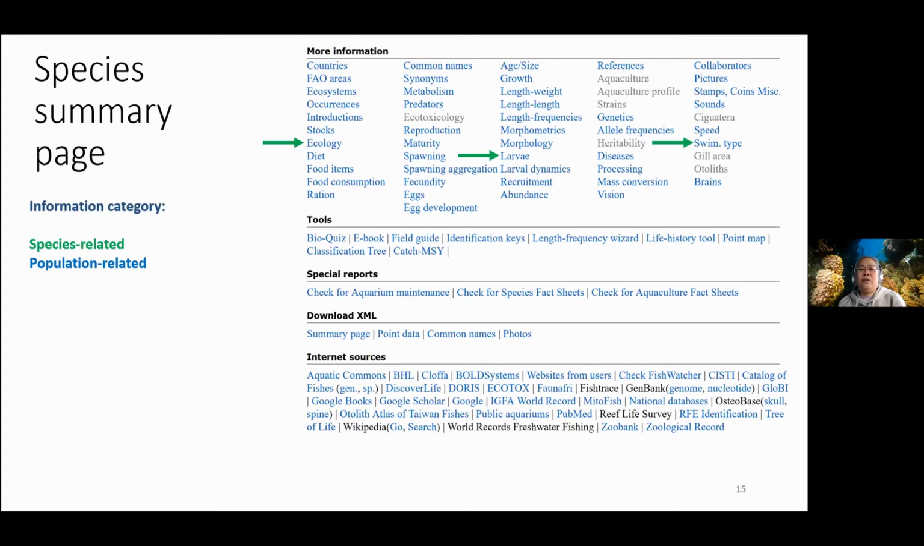For example, ecology, larvae, and swim type. When it's blue, it means that there is something in it, so it is an active link. And the bluer your more information section is, the more information we have in FishBase. Under that more information section, you have tools, where you have an important one that will be used later, the life history tool. And I will go back to that later. And then all other information sources associated with that species.